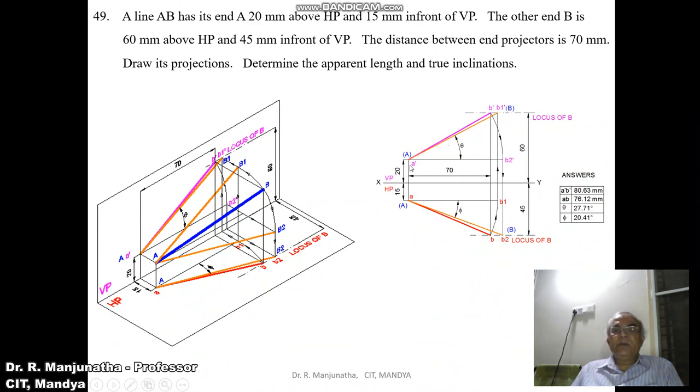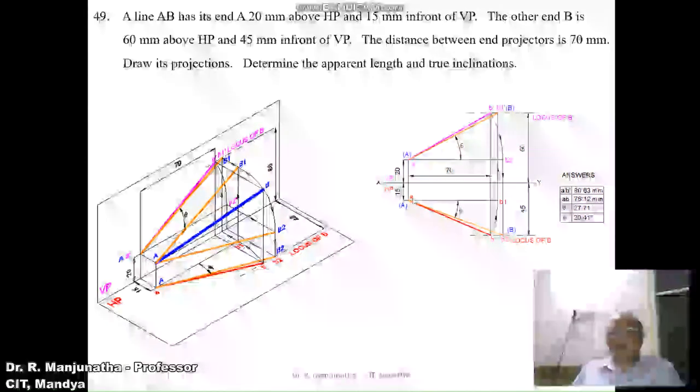With A dash as center, by using the compass, taking the radius of A dash B dash, you draw a smooth arc such that B2 dash will also be above HP by 20 mm. So that means you have to touch the locus of A in the front view. Once you get this, you mark this point as B2 dash and draw a vertical projector from B2 dash to the top view such that it is going to cut the locus of B in the top view, and mark that point as B2 and join A and B2 with a little bit thicker line than the XY line. So this is going to be the true length.